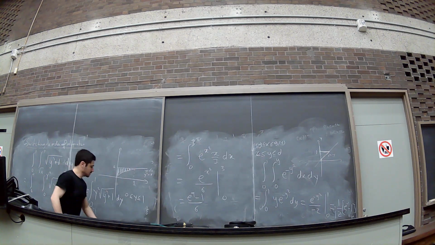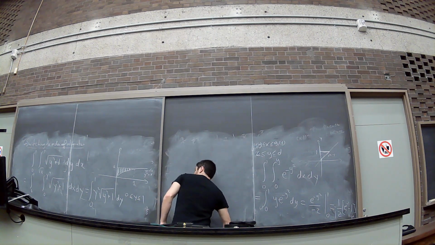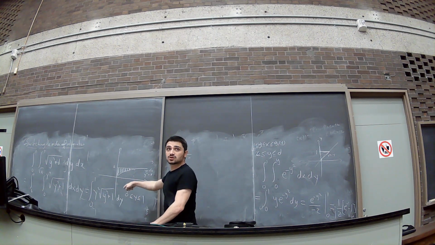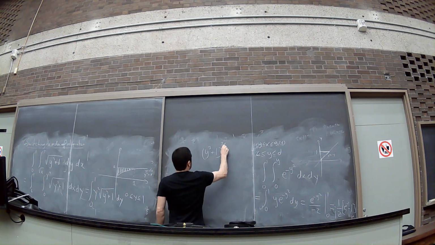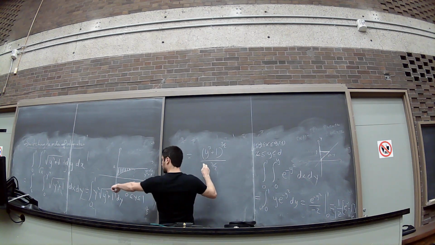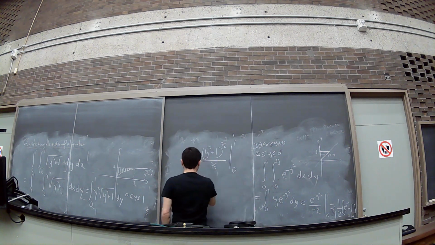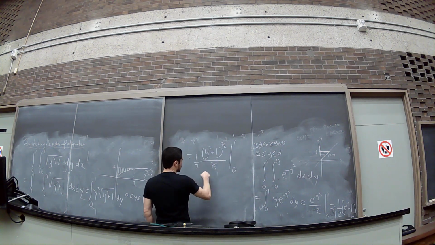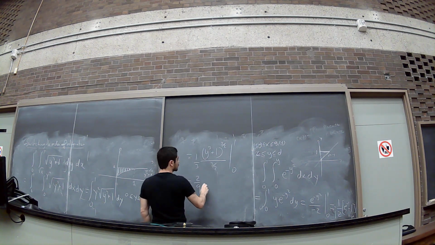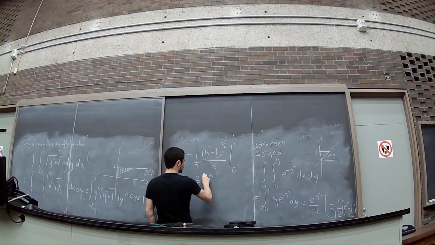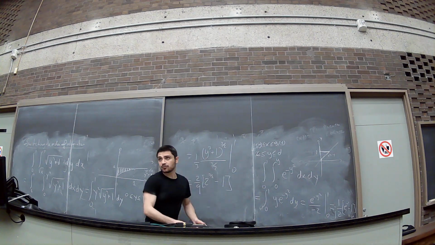So how do you integrate this? How do you integrate this? So y cubed plus 1 to the 3 halves, right? Divided by 3 halves, and then you have 3y squared, and so you divide by 3, from 0 to 1. What do you get? So it's 2 over 9, right? 2 over 9, is that correct? 2 over 9 times 2 to the 3 halves minus 1.